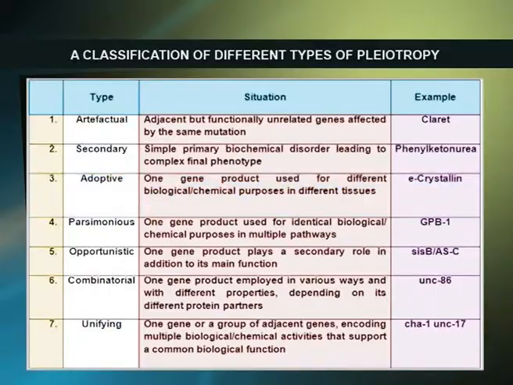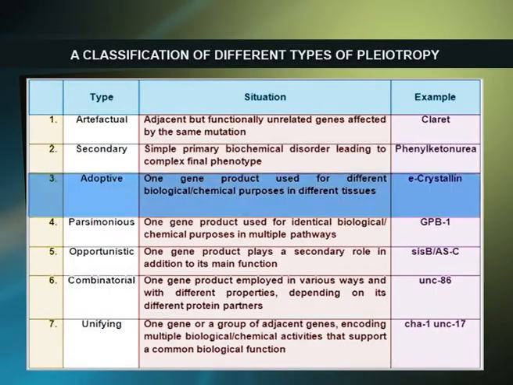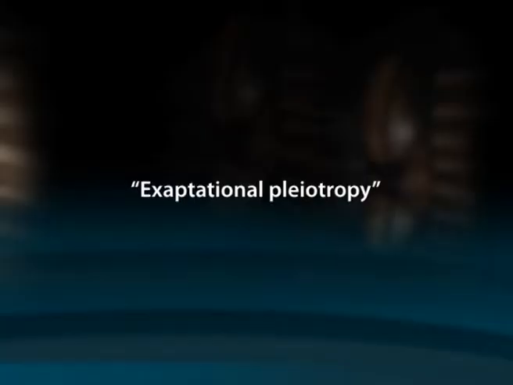The third one is adoptive pleiotropy. It is otherwise known as exaptational pleiotropy. In this, a pre-existing protein has been clearly exapted, or co-opted in evolutionary terminology, to implement an additional function that is not related to its original biochemical role.